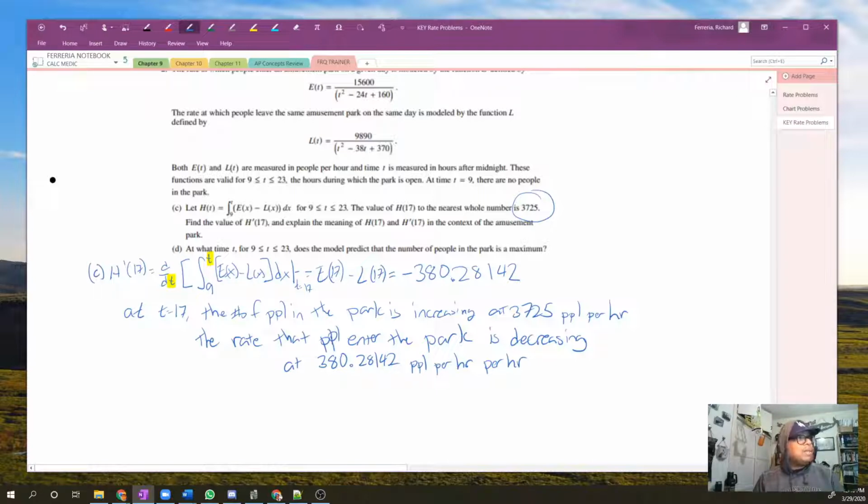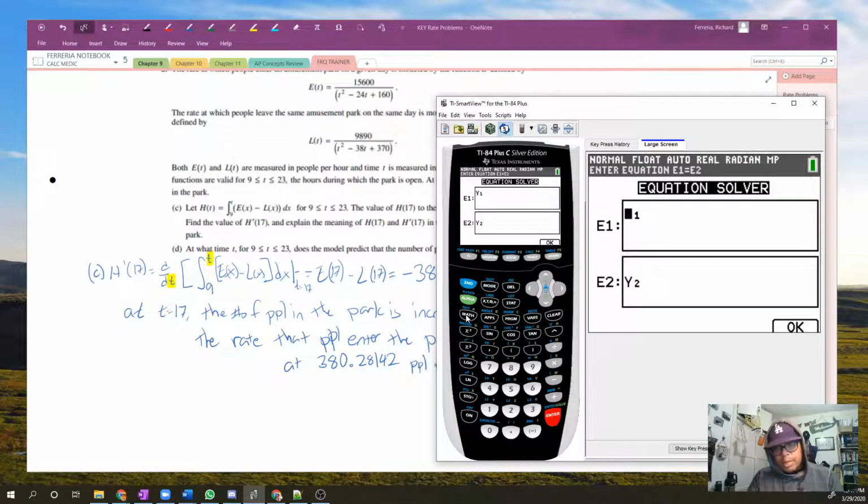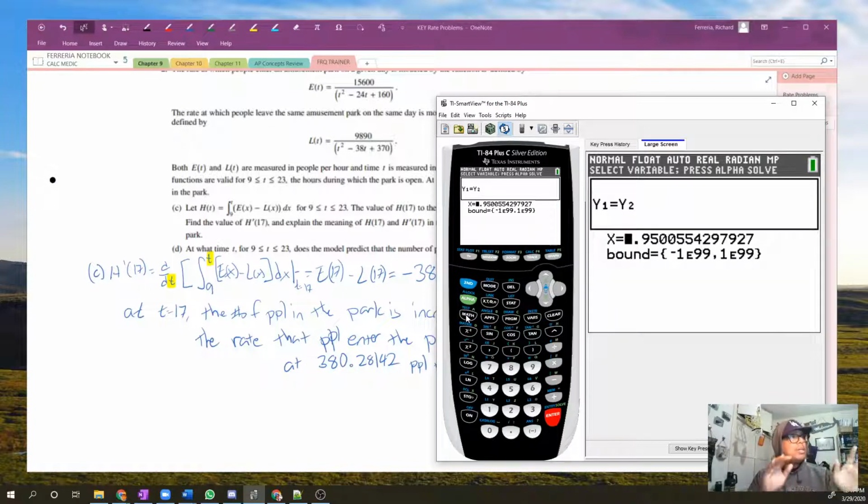Letter D. At what time is the number of people in the park expected to be a maximum? All right, this is what we've trained for. This is a candidate test, and we need to figure out where our critical values are. Entering into the solver, I already have E1 equals E2, and now I just need to start taking my guesses. Somewhere right in the middle of 9 and 23: 9 plus 23 is 32, divided by 2 is 16. So why don't we try 16?